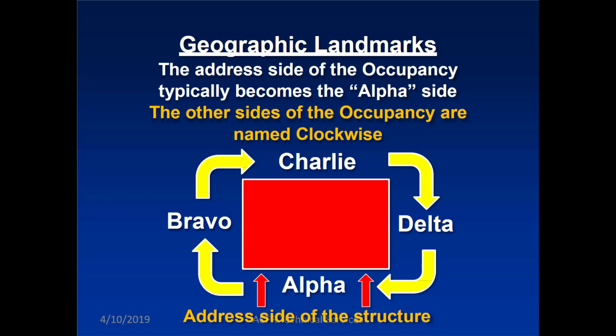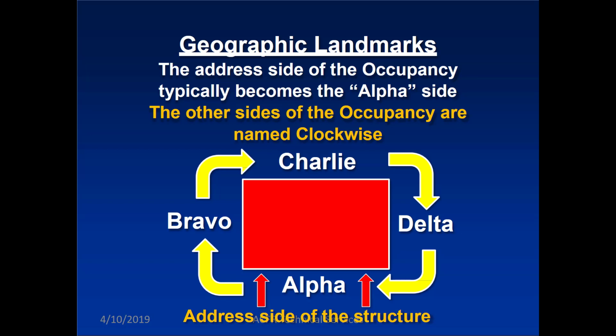We also talk about geographic landmarks, and this generally is going to talk about the Alpha, Bravo, Charlie, Delta side of the structures. And for most of our cases, the address side of the occupancy is going to become the Alpha side, and they are named in a clockwise fashion after that. If for some reason the address side is not the Alpha side, then we just make sure we delineate that and state it early on and make sure it stays that way throughout the incident.